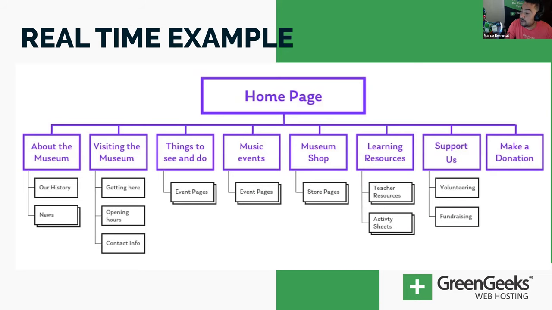They have a shop where they want to sell souvenirs, so they're going to have both a physical store and an online store. That could be part of the strategy they as a business want to pursue. They want to have learning resources for people before they come to the museum. They're also very interested in volunteering and fundraising campaigns in order to sustain the museum. And at the very right, they have a make a donation section, which I'm assuming is a process on how you can deposit and contribute to the museum.